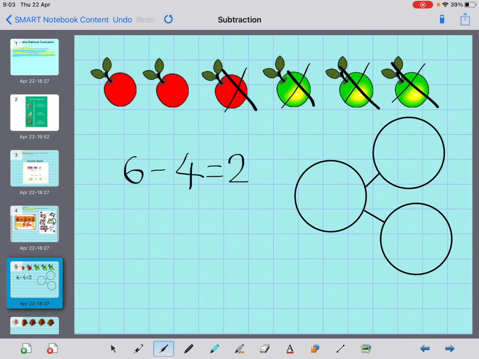I can use my part whole still again here for subtraction. So my whole or my largest number always goes on its own and the 2 parts go separately. So you can see here that I could do 6 take away 2 equals 4. Or I can do 6 take away 4 equals 2. So my part whole really helps to show the different numbers in a number family as well.